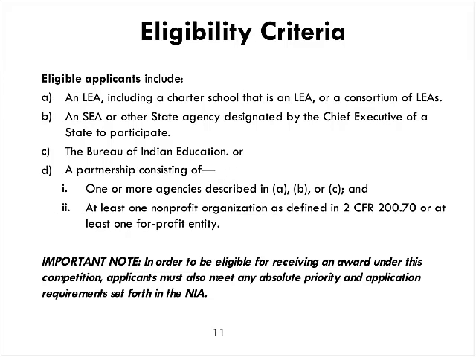All right, so let's talk about who's eligible to apply for a grant. Essentially, eligibility falls into about 4 buckets. The first category for eligibility is LEAs, including charter schools that are LEAs, or a consortium of LEAs. The second bucket is for state education agencies or state agencies designated by the chief executive of a state to participate in this grant program. The third category would be the Bureau of Indian Education. And then finally, the fourth category would be a partnership consisting of one or more agencies described in A, B, or C, or a nonprofit, or actually a for-profit entity that's linked with one of the three categories in A, B, and C. Okay.